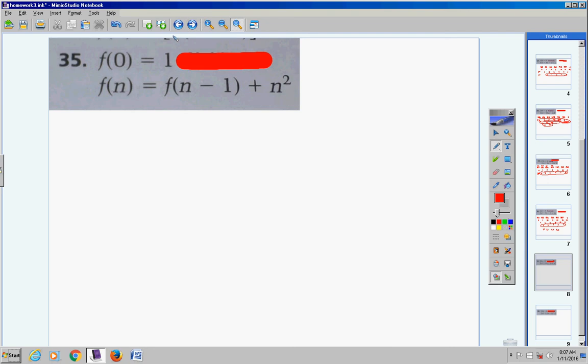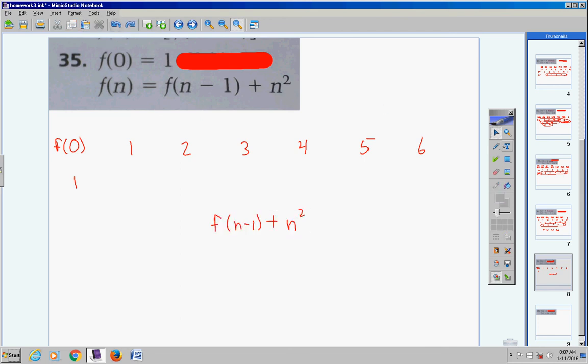All right, a couple more of those. Here we go. We're going to start at 0 and put 7 values in, not 7 functions. There we go. We already know that f of 0 equals 1. My function is f of n minus 1 plus n squared. There it is. All right, there's my function. Let's copy that so we can use it over and over.